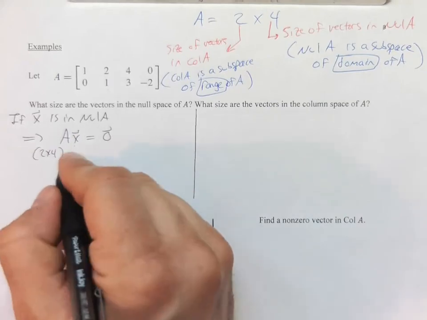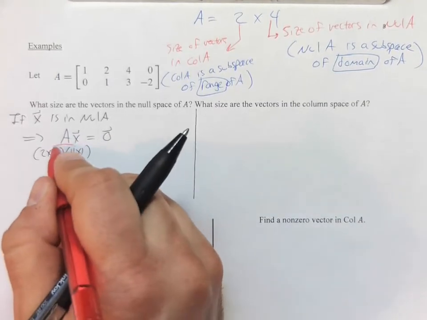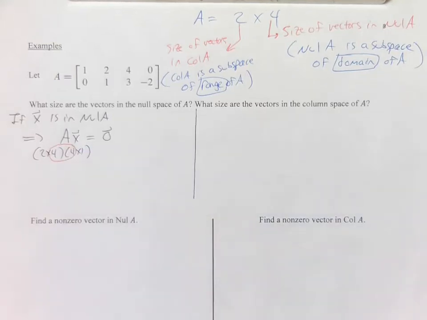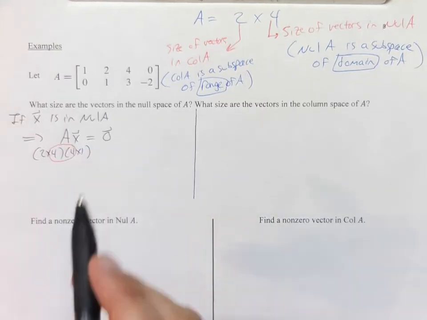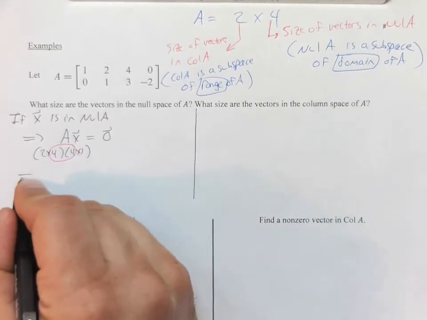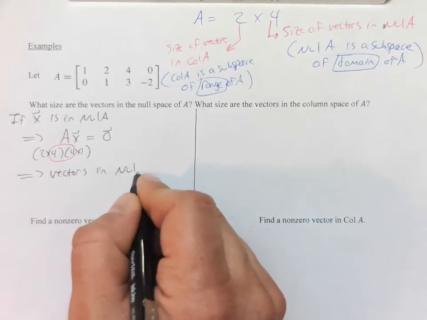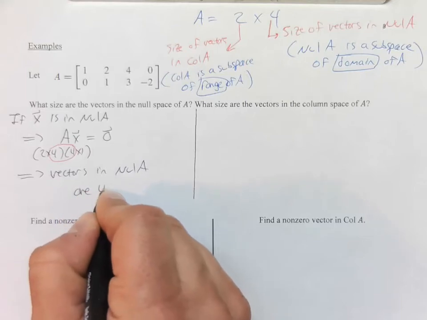And so that means x is in the null space, A is 2 by 4, and so x needs to be a 4 by 1 in order to multiply A in the first place, right? We need those inner dimensions to match up. And so if we know that we need to multiply vectors by A to be in the null space, the second dimension obviously tells you how big they are, right? So this implies that vectors in the null space of A are 4 by 1.